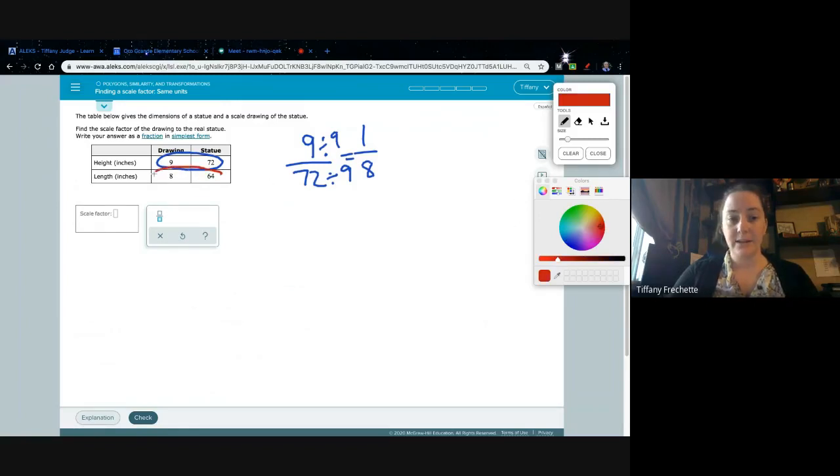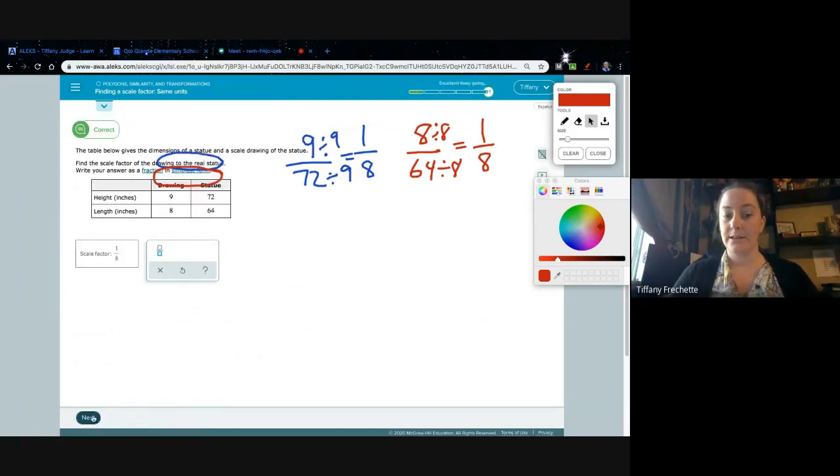And now we're going to look at the length, because we want to make sure we get the same ratio here, or scale factor. So I'm going to go drawing to statue. And both of these, again, can divide by 8. So 8 divided by 8 is 1. 64 divided by 8 is, in fact, 8. So I do get 1/8 and 1/8. So 1/8 is my scale factor. So I go 1 and I go 8. And check. All right, got that one.